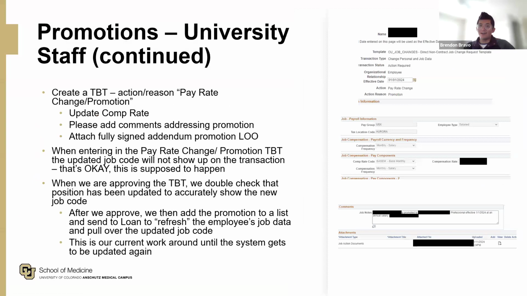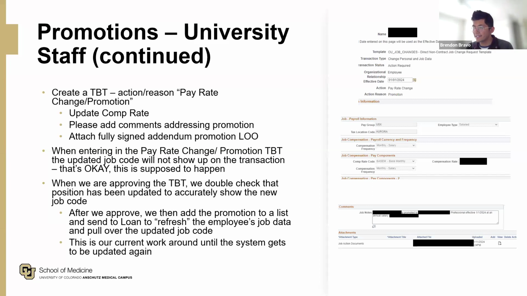So now we've got all that fun stuff approved, and now we're in the TBT part. So you're going to create your TBT. The action reason is going to be pay rate change promotion. The effective date for this one will now be the actual effective date. So they're supposed to get promoted January 1st, 2024. That's going to be the effective date on that TBT.